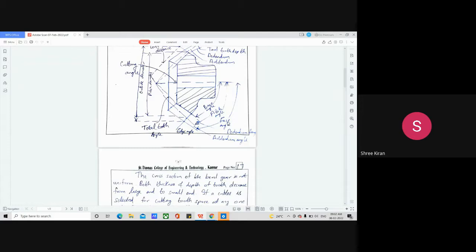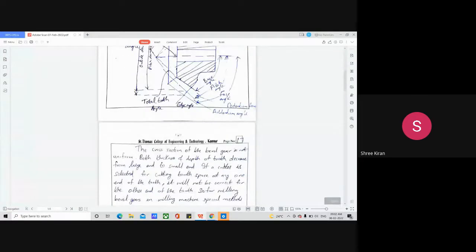So if a cutter is selected for cutting tooth space at any one end of the tooth, it will not be correct for the other end of the tooth. We have a section of a bevel gear which is not uniform, but both the thickness and the depth of the tooth decrease from the large to the small end. So the precise point is, if a cutter is selected for cutting tooth space at any one end of the tooth, it will not be correct for the other end.